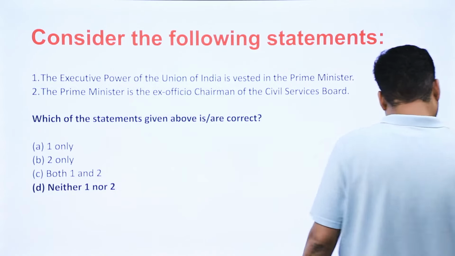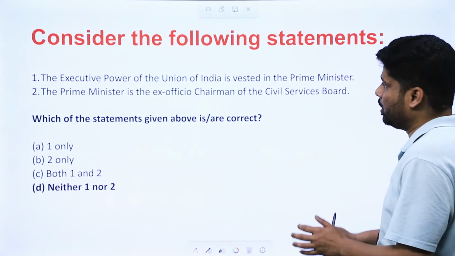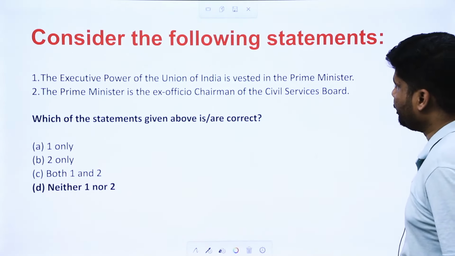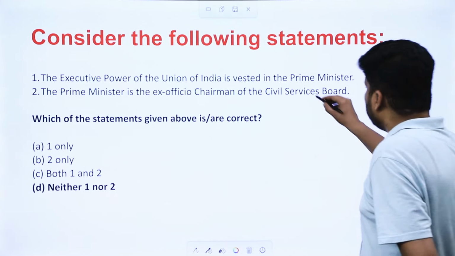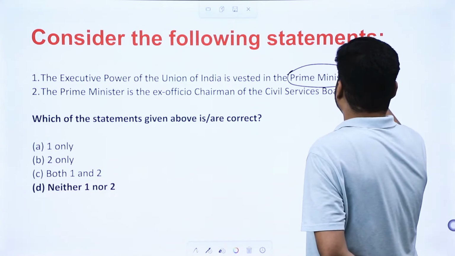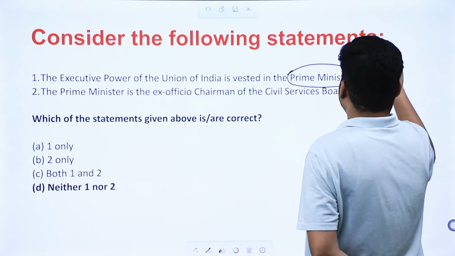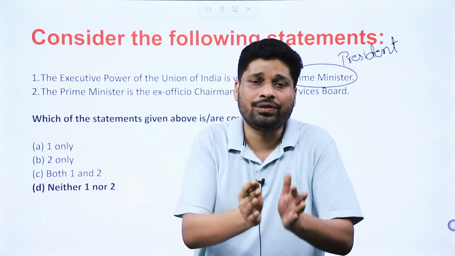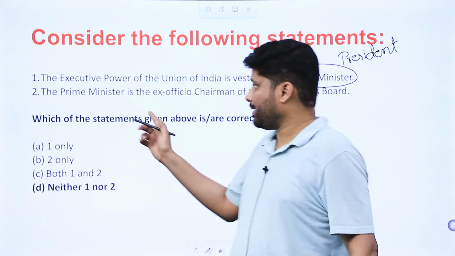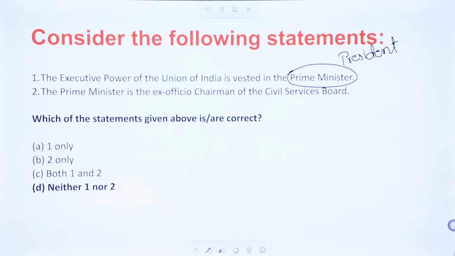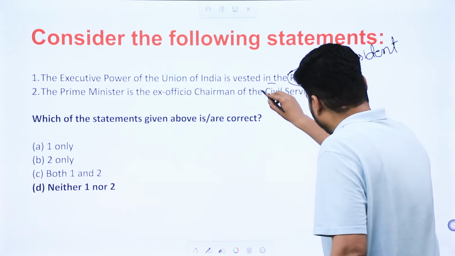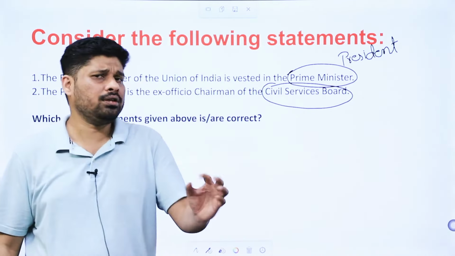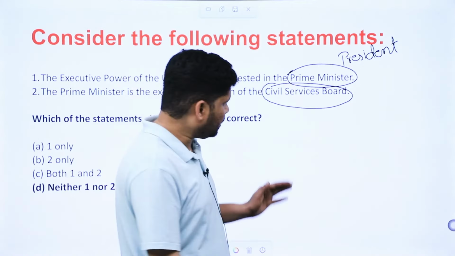This question is about the office of the Prime Minister of India. Alright. Consider the following statements. First statement. Executive powers of Union of India is vested in the Prime Minister. No, it is not vested in the Prime Minister. It is vested in the President of India. Alright. It is an easy question basically, but this shows limitation of the office of a particular executive. Second statement. The Prime Minister is ex officio chairperson of the Civil Services Board. Again, no. The ex officio chairperson of Civil Services Board is the Cabinet Secretary of India, not the Prime Minister of India. Alright. So both these statements are not correct.